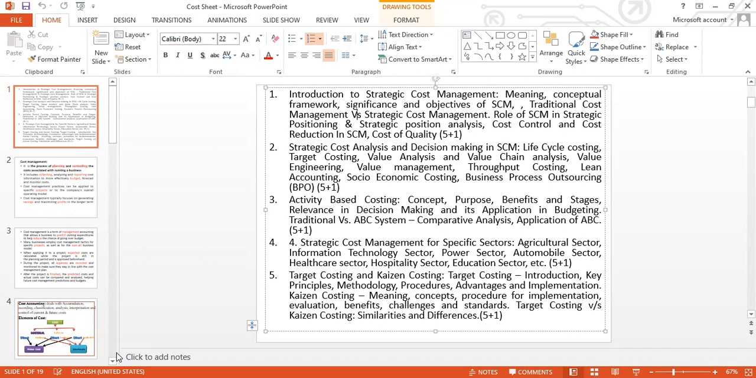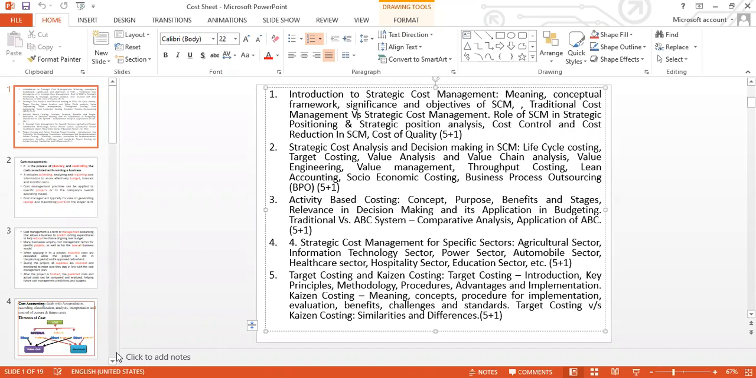So in Kaizen, it's a concept of kaizens, how we are going to implement these kaizens. So whenever you are going to implement this kaizen strategies, at that time how you're going to utilize, how you're going to manage this cost. So student, this was something about your syllabus. So your syllabus consists of 5 units. Okay.